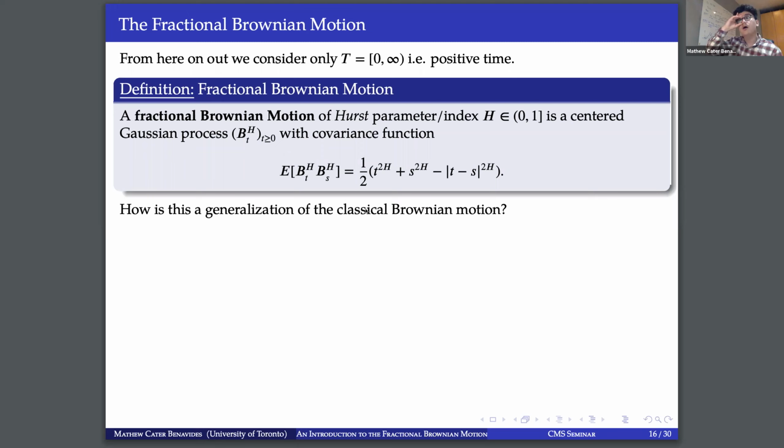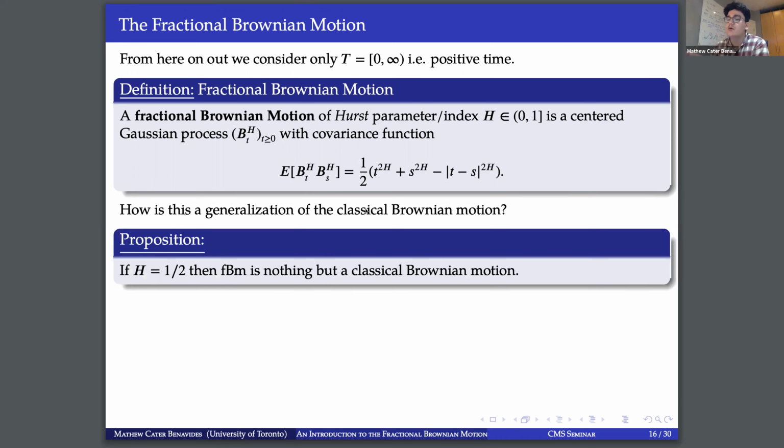So a priori, there's no reason for us to be able to see how this is in any way a generalization of the classical process, right? So that's the first question I want to answer before we start proving some things about the motion itself. So if h is a half, it turns out that the fractional Brownian motion is nothing but a classical Brownian motion. And what we mean by that is it agrees in distribution. And the proof is actually really, really simple.